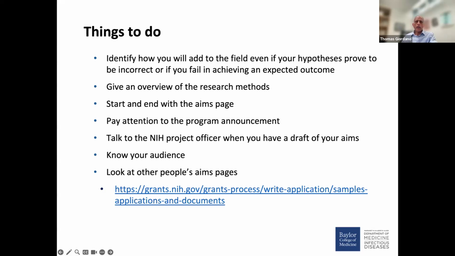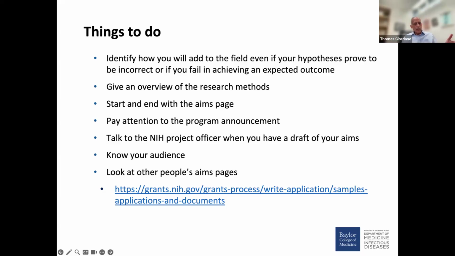You want to give an overview of the research methods in the aims page, so that the reviewer has an idea where this is going. You want the reviewer to be teed up so that when they start reading the entire grant, they know what to expect. You don't want surprises as a reviewer. Give them the outline so they know what to expect as they're reading. It makes it easier as a reviewer. Start and end with the aims page.